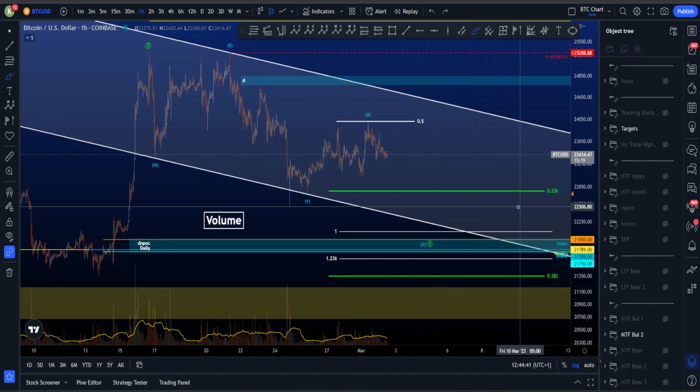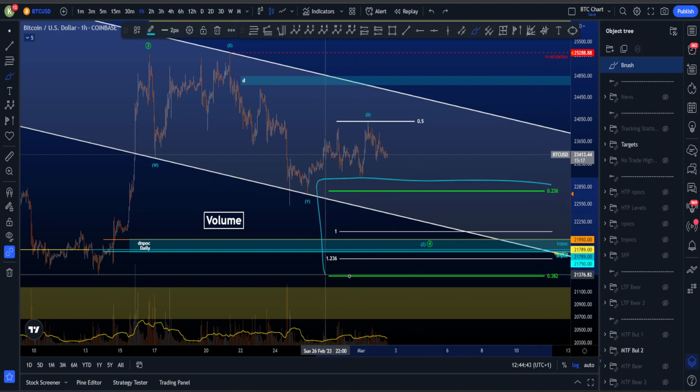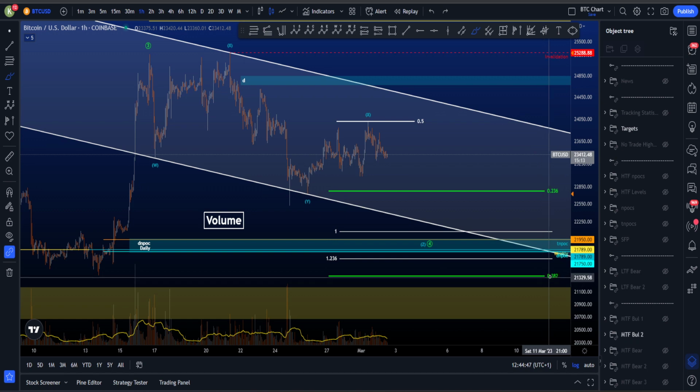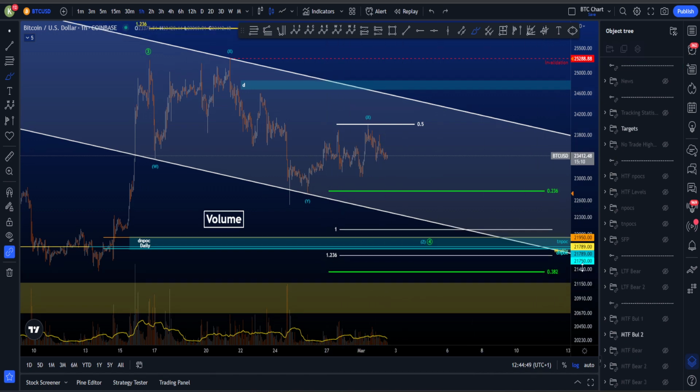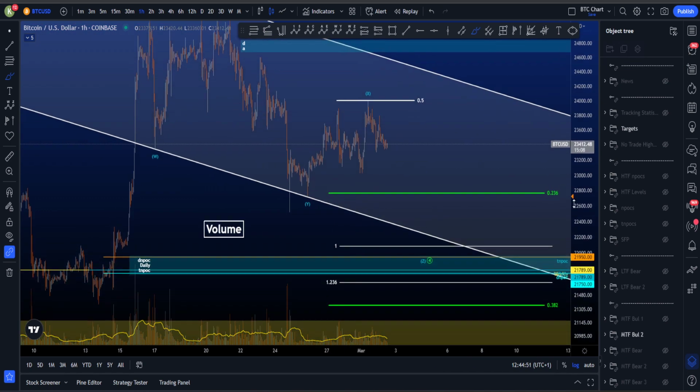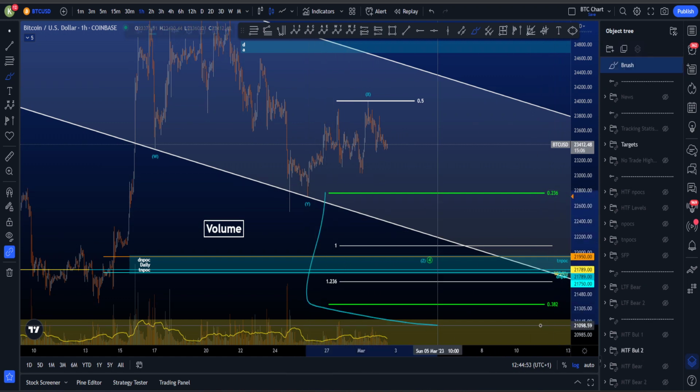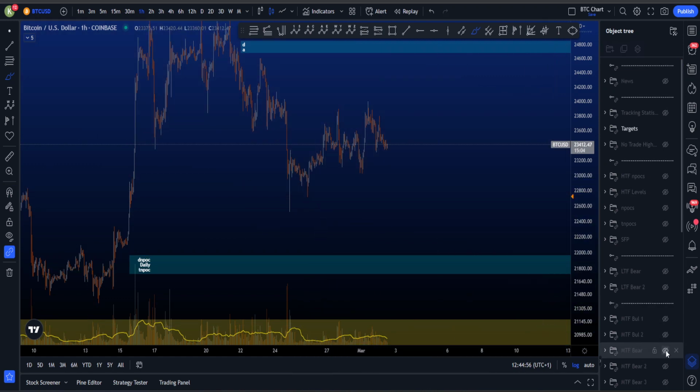also valid, because wave 4 would then end in between the 236 and the 382. Most commonly a wave 4 goes to the 382 or between the 382 and the 0.5. However, the 236 and everything in between is a very valid target.